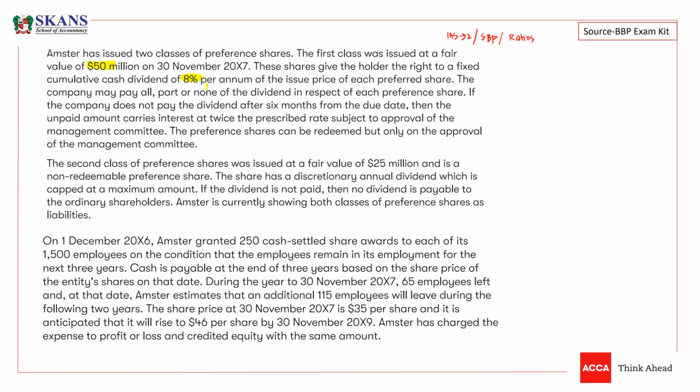If the company does not pay the dividend after 6 months from the due date, what is the due date? Every year you have to pay an interest. So if you are not paying any interest after 6 months of the due date, meaning after year end, what do you need to do?